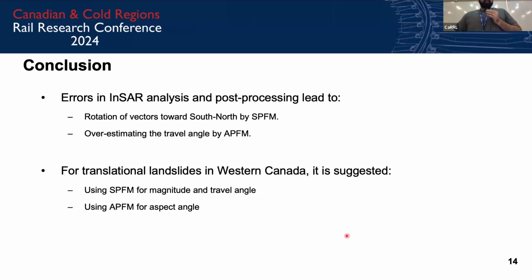So in conclusion, errors in line of sight estimations are manifested with geometric alterations in these methods. So it is not possible to pick one of these methods and use it as a standalone method to decompose line of sight velocities. Rather, you have to have a hybrid approach and use SPFM for magnitude and travel angle, while you use APFM for interpreting the travel angle.